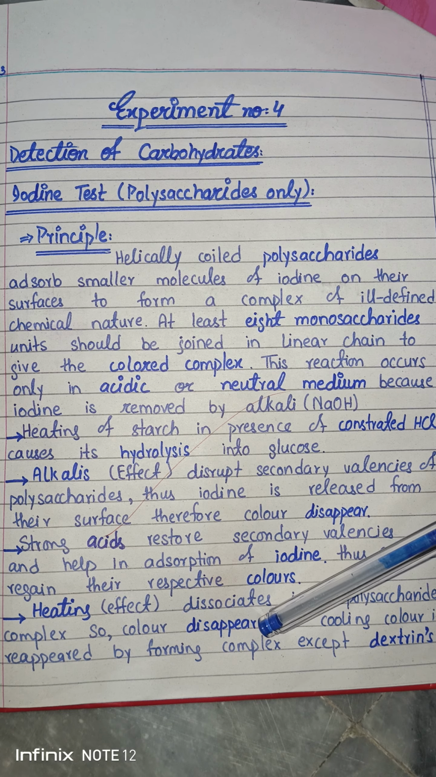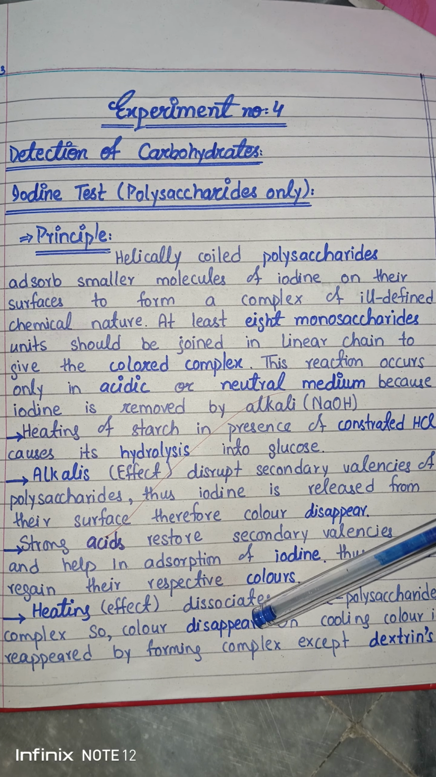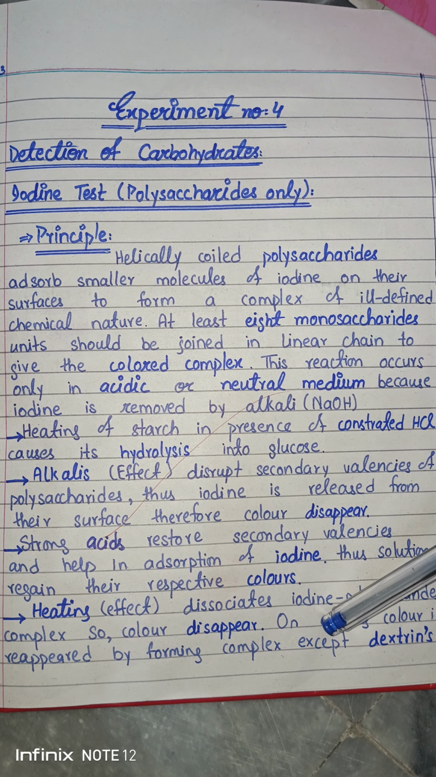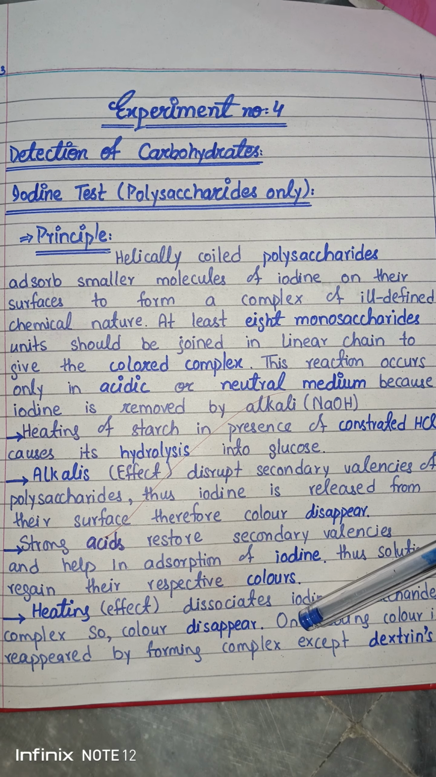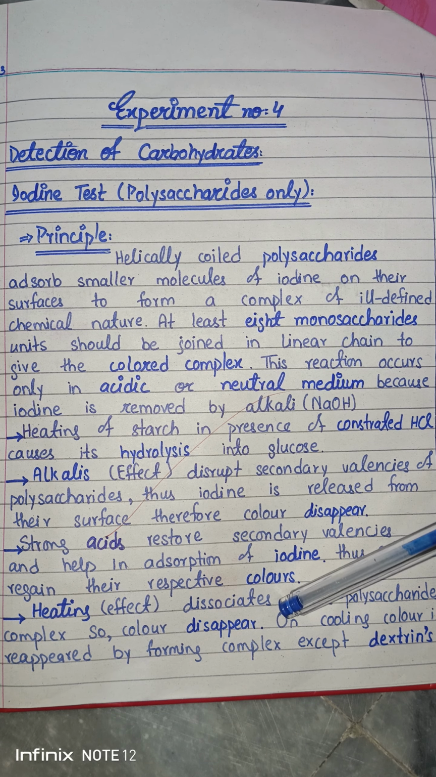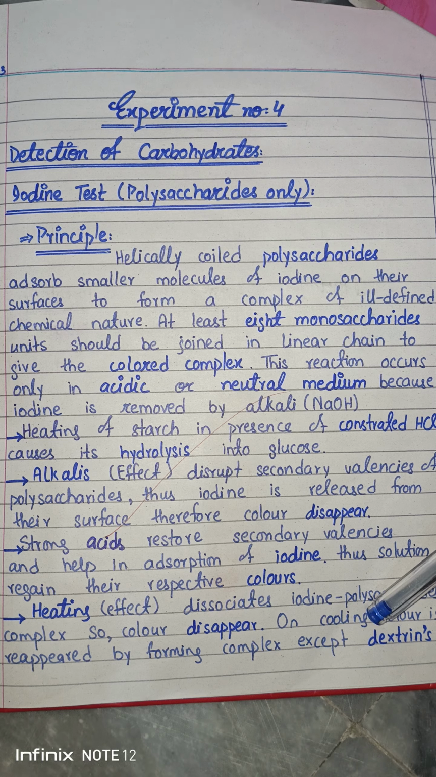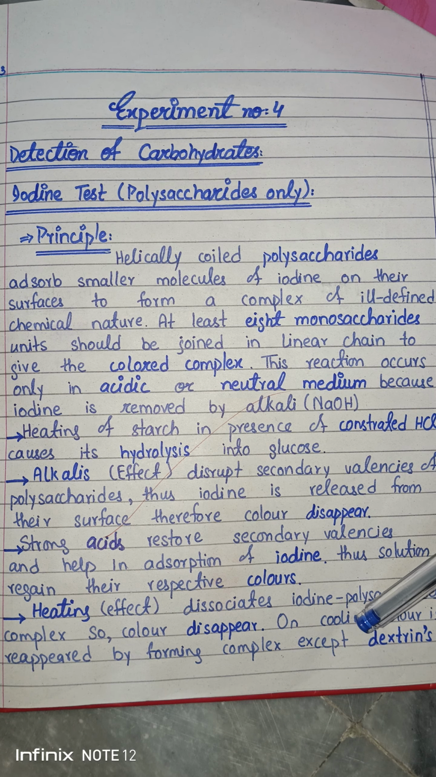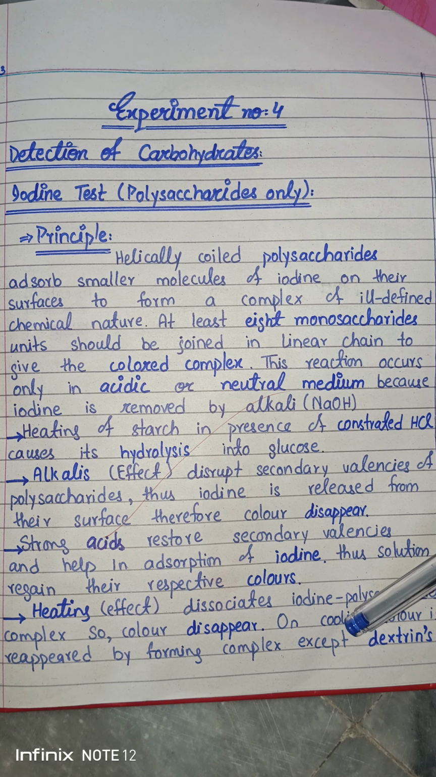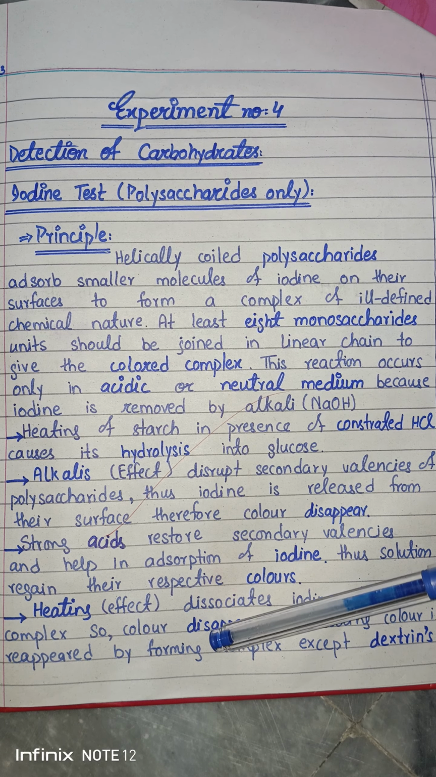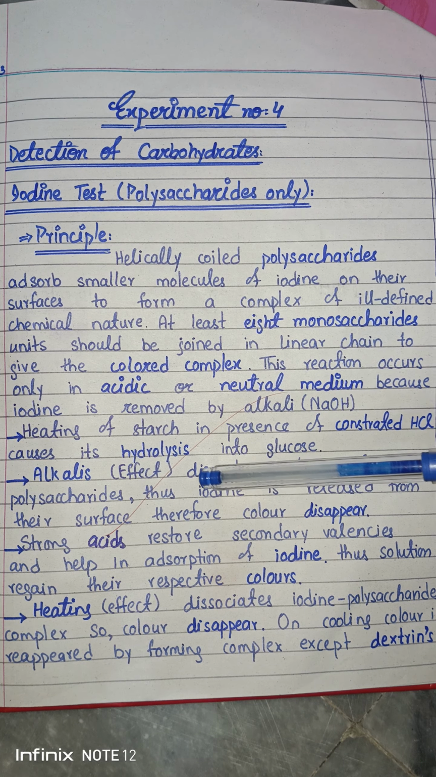On cooling, whenever the temperature decreases, the color complex appears again, and you will see the color precipitate. But except dextrin: whenever you heat dextrin, its color disappears, but on cooling it never restores its color, because due to heating its structure changes. So there is an exceptional case for dextrin, that it will not recover its color on cooling, but all the other polysaccharides recover their color on cooling. So you will take care of all of these conditions for this test.